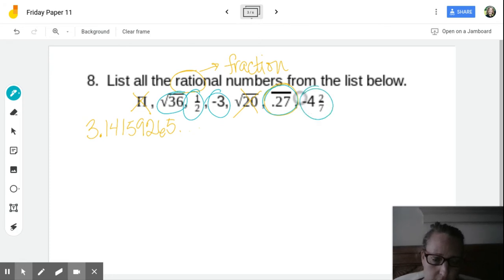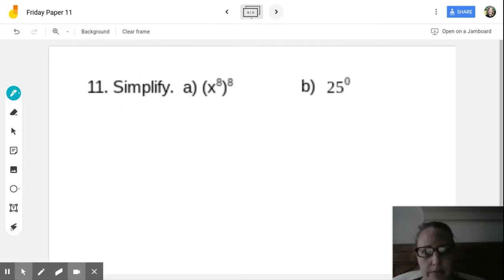This is a fraction, negative 4 and 2/7. So all those that I've circled are rational, right? So those you need to put on the line as rational for number 8.